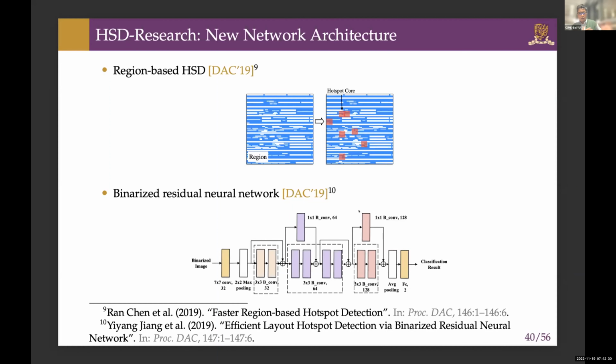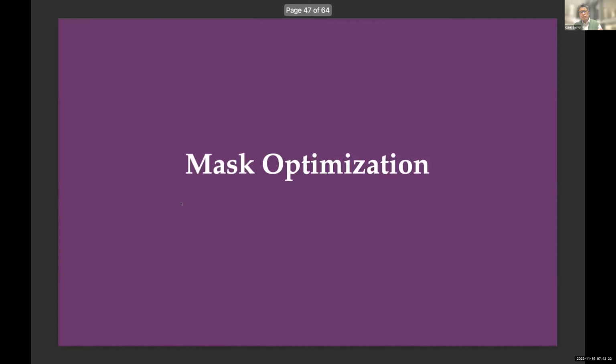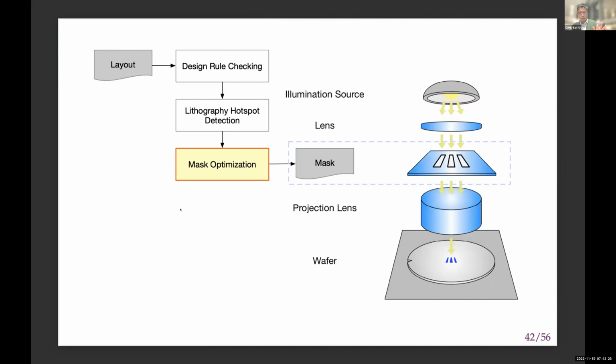There are lots of architectures that can take advantage of the special chip information. For example, we know the input layout is a binary image, either 0 or 1. Then we can simplify our architecture because the input is just 1 bit. We don't need floating values to handle the 1 bit information. Very naturally, we can do some quantization to simplify our architecture. Another thing is that instead of scanning each clip one by one, we can scan the whole chip to make the throughput better. Okay, the last thing I would like to quickly cover is mask optimization.